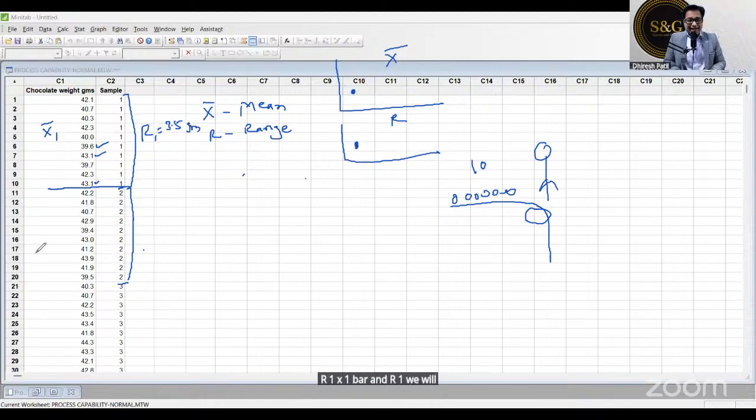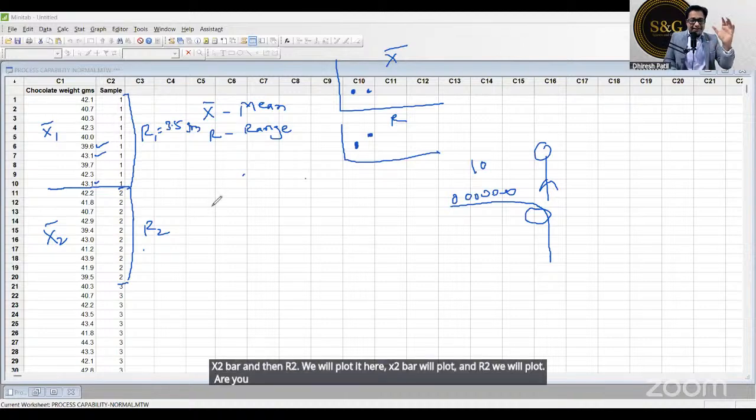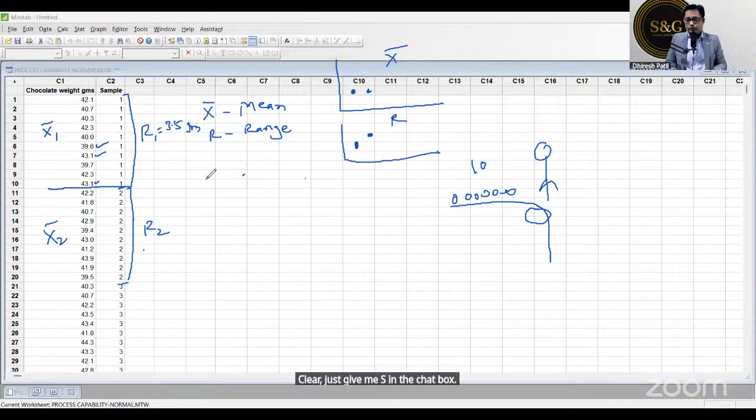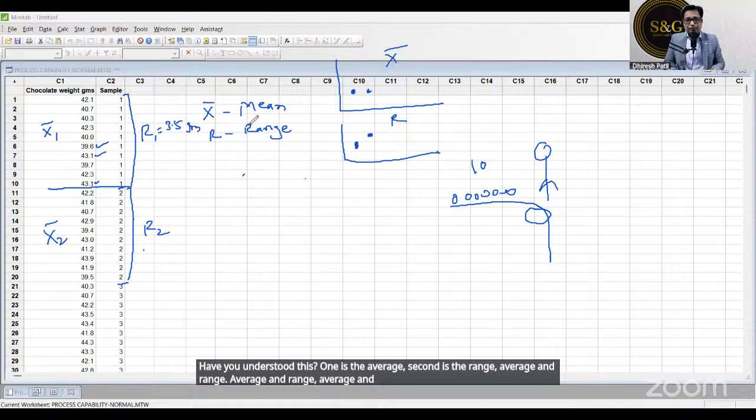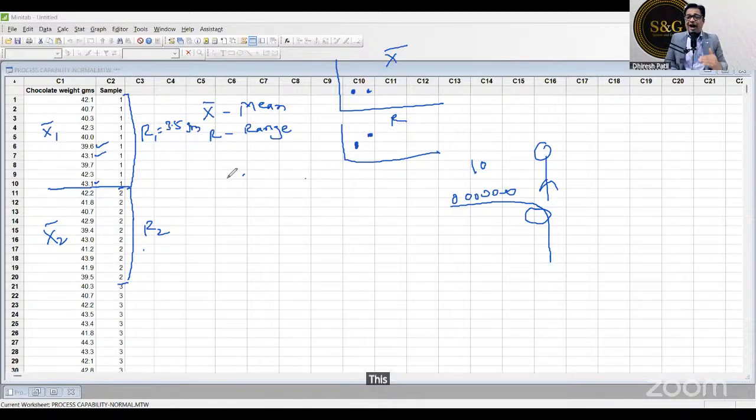Then the second one, X2 bar and then R2. We will plot it here. X2 bar we will plot and R2 we will plot. Are you understanding? This is how we will keep on plotting these numbers. Clear? Just give me yes in the chat box. Have you understood this? One is the average, second is the range. Average and range, average and range. Clear? This is called the X bar and R chart.